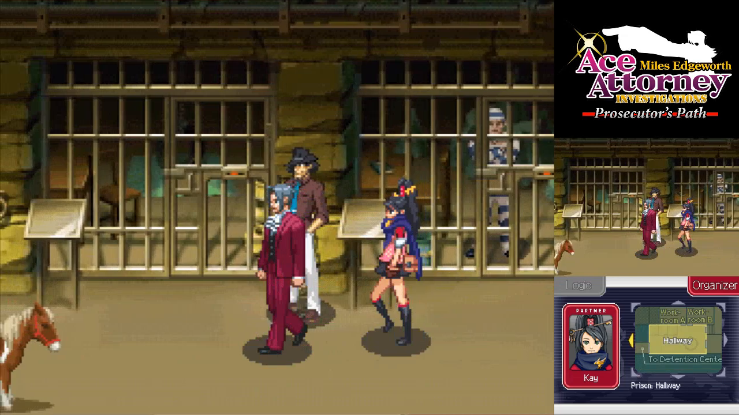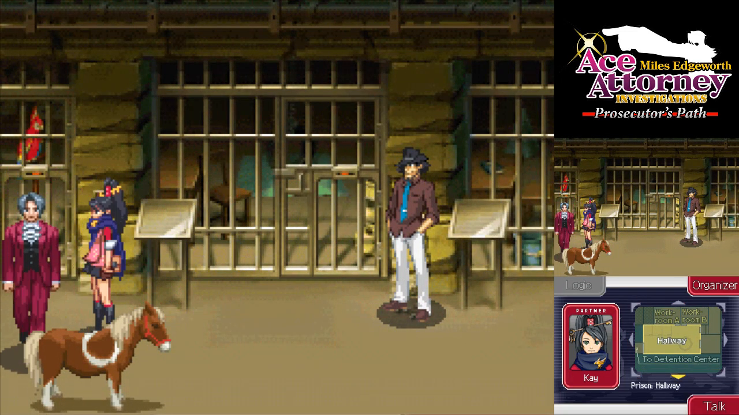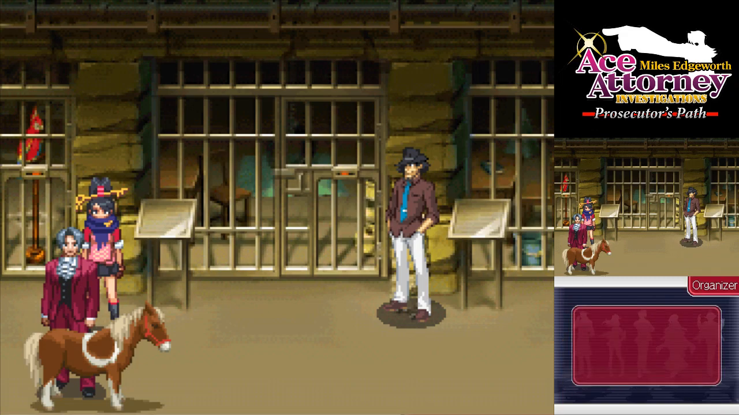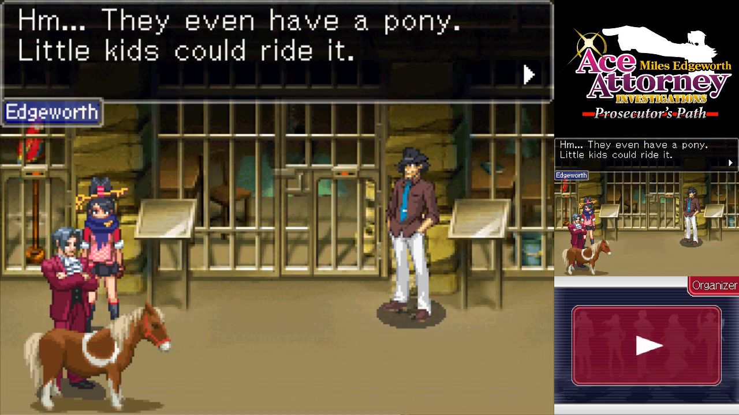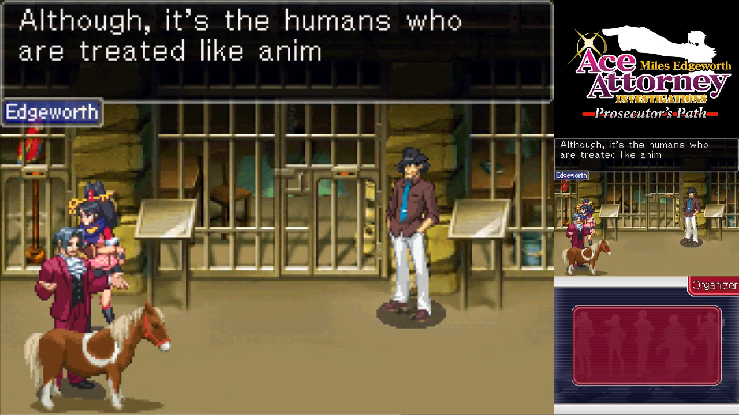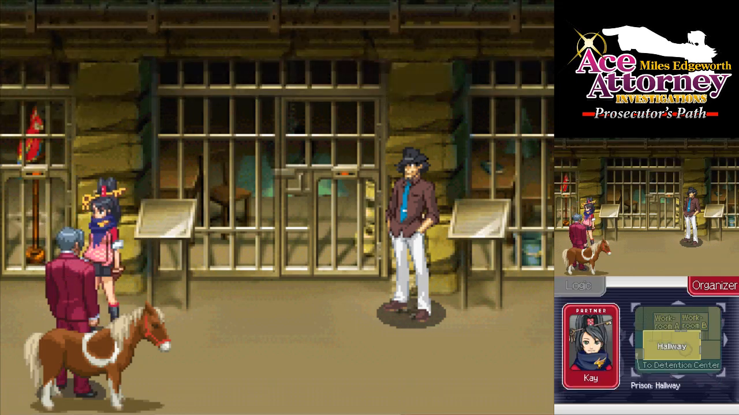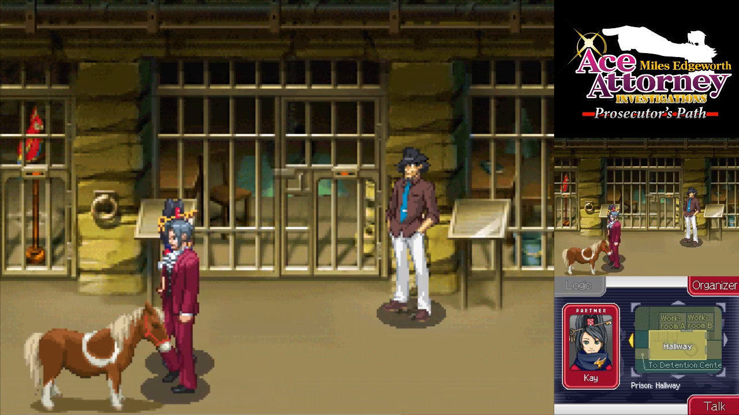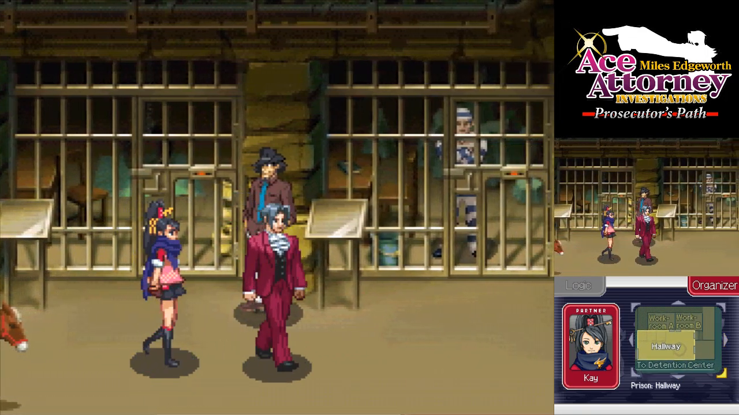I want to talk to the rest of these animals. Oh yeah, that's right. Albert's in solitary confinement, does he? Okay, can't do that. Pony! They even have a pony. Little kids could ride it. How nice! It's like a zoo! Although it's the humans that were treated like animals in here. Okay, yeah, so... Pony. It's a pony.